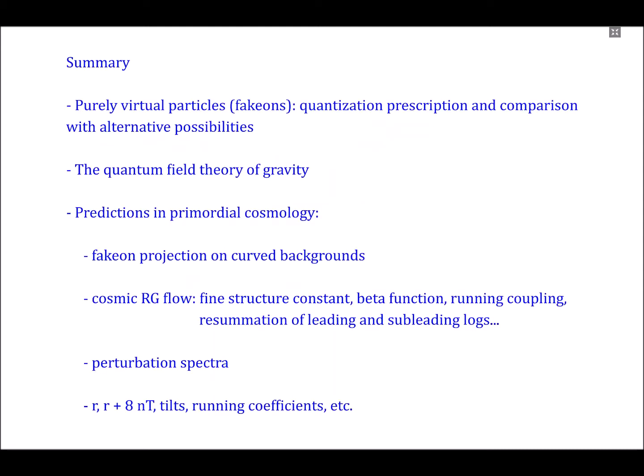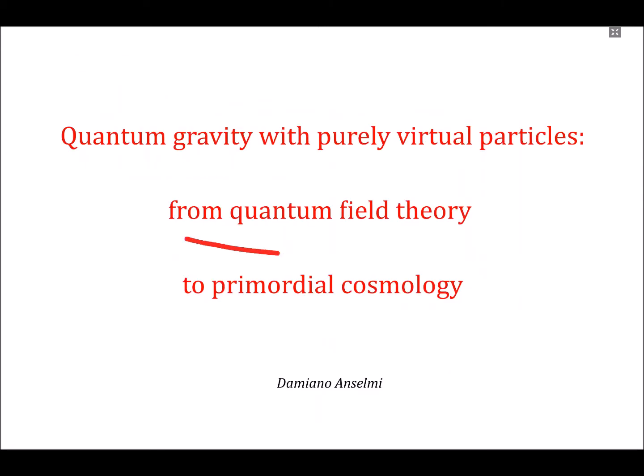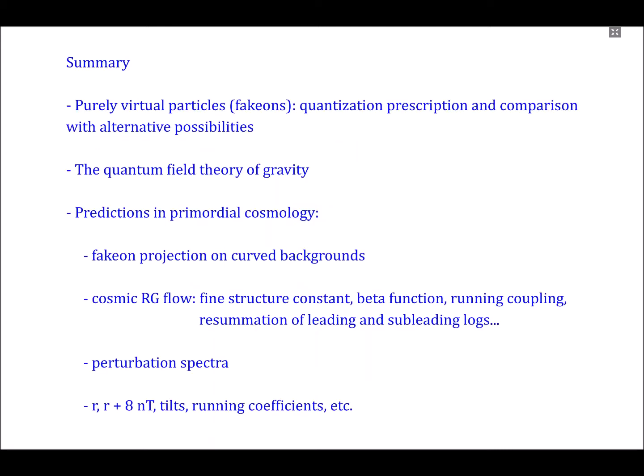So in this talk, there will be two parts. One will be quantum field theory, how it works, and then I will move to cosmology, because it may lead to predictions that could be tested in the future. So first I will explain what the idea of purely virtual particle is. I call it also fakeon, which is a fake degree of freedom. It's a different quantization prescription. I will compare it with other possibilities to make it easier to understand what's going on in a very simple example where I will give you all details. The bubble diagram, basically. And then I will tell you how to make it work in the theory of gravity.